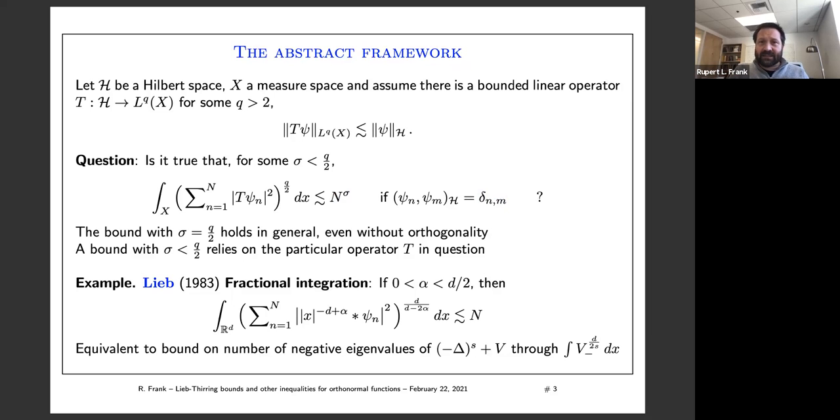But so far, this is like a case-by-case study. We look at the operators and we try to find what we have. And in some situations, we have been able to prove such bounds which beat the triangle inequality and which therefore quantify this effect of orthogonality. So let me give you an example to get back to some concrete problems.